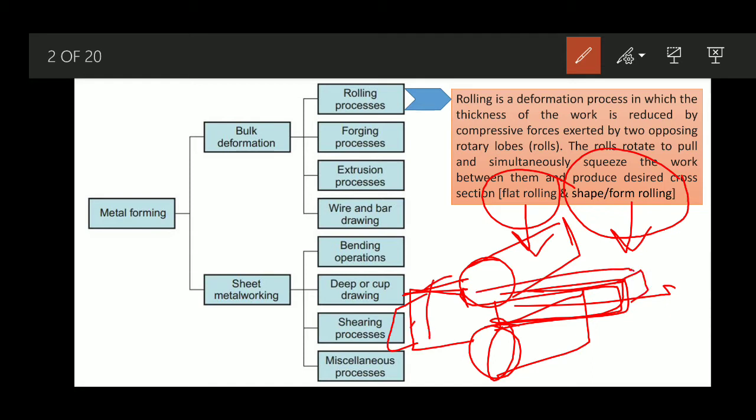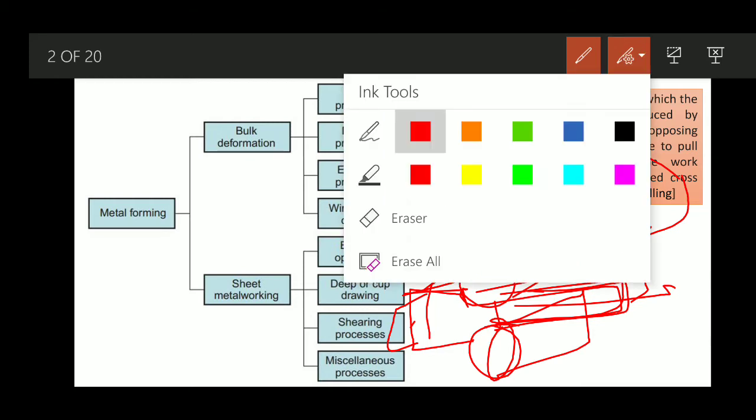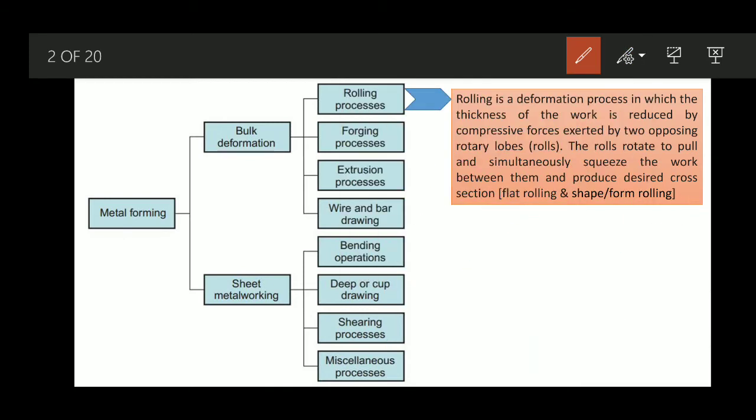Similarly, we may have another rolling process whereby we can get a final part with a specific cross-sectional shape, maybe an I section, H section, or T section, that kind of shape.